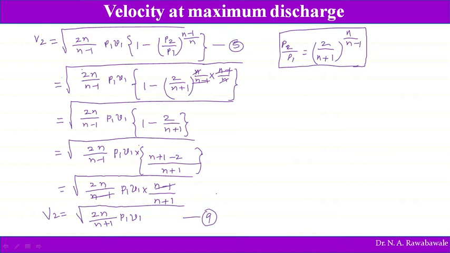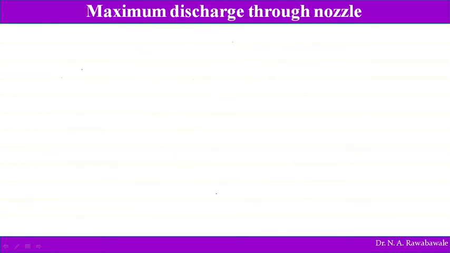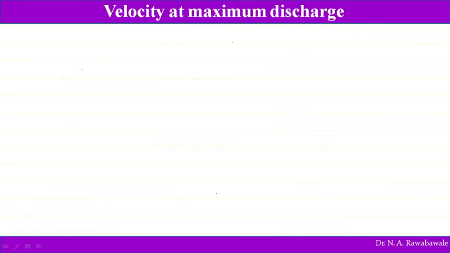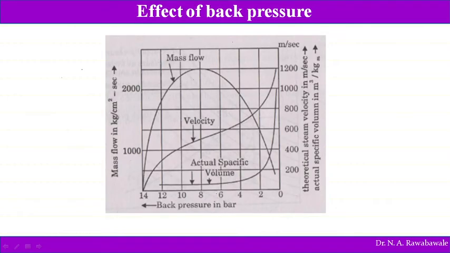Now we'll discuss the effect of back pressure. Effect of back pressure. So what is this back pressure? So it is the pressure exerted at the end of a turbine. So that back pressure is equal to the condenser pressure. The condenser pressure has effect over the mass flow rate as well as velocity and actual specific volume of steam.